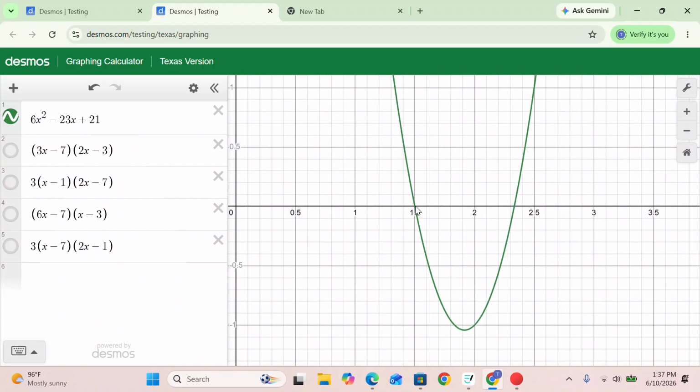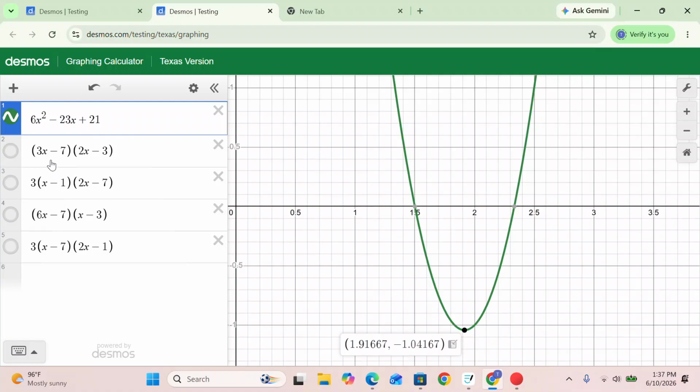So I have my x-intercepts right here. I have my y-intercept right here. Not the y-intercept, this is the vertex. Vertex is right here. X-intercept is right here. The y-intercept is way up there. This is a minimum. It's at the bottom. So this is your minimum value.